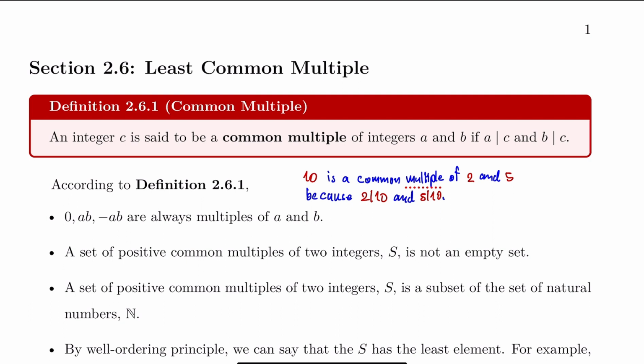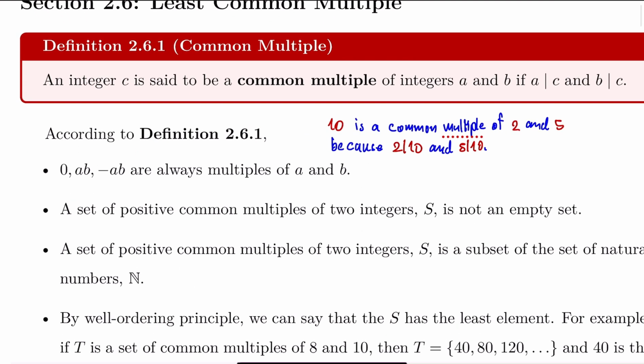Now, from the definition of common multiples, we can say that 0, a times b, and minus a times b are always common multiples of a and b. The reason is that a divides a times b and b divides a times b.